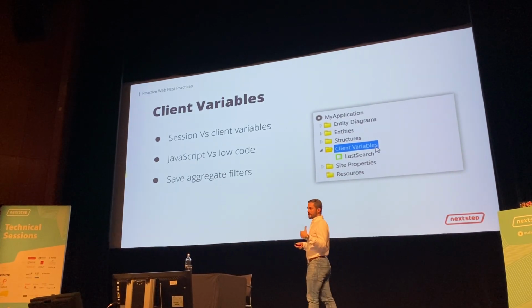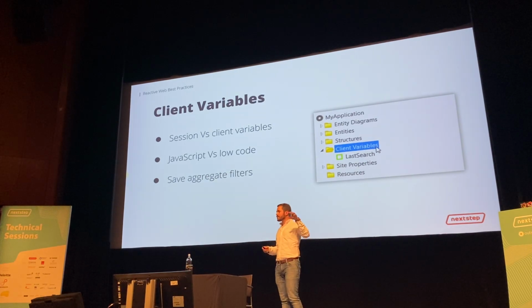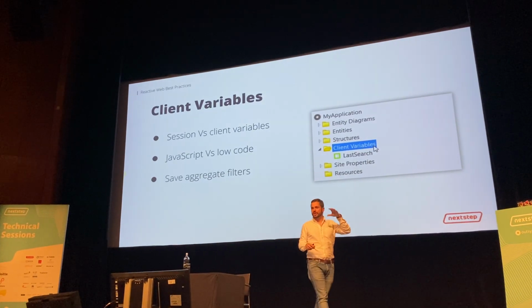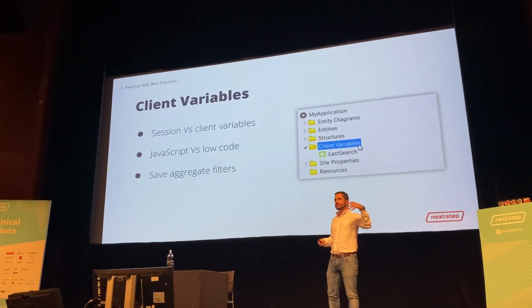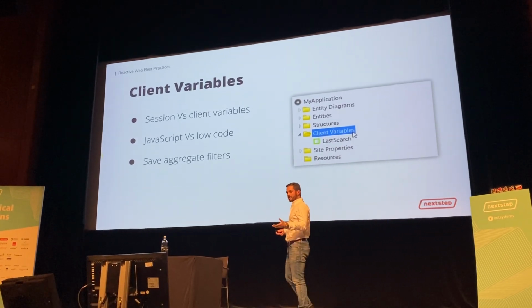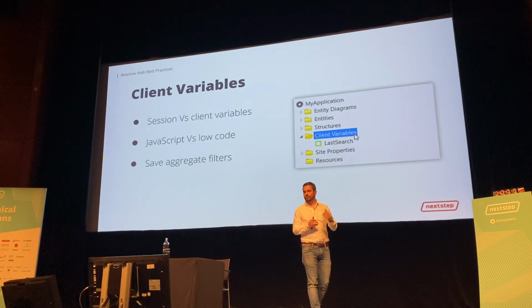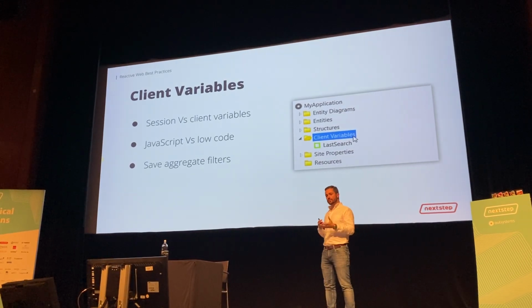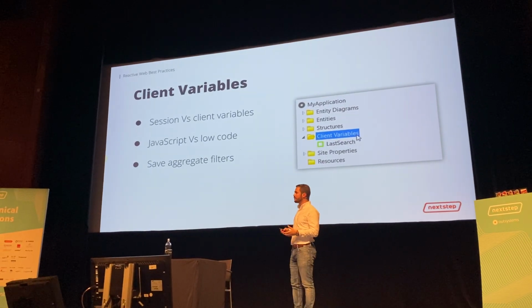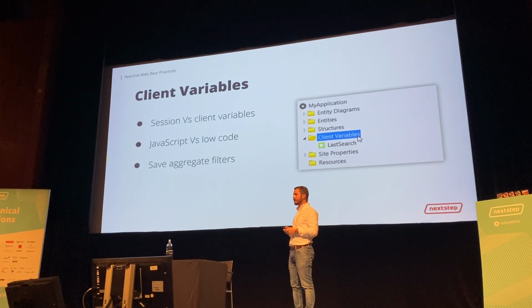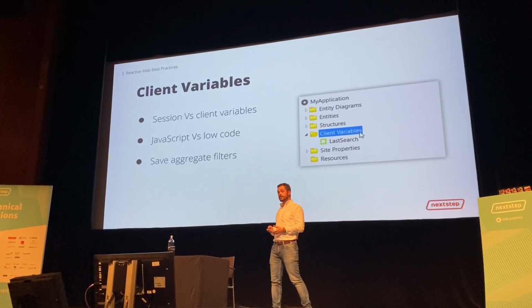Also we'll see the difference with onInitialize, which was an event that we used in mobile to set variables for our aggregates. We'll see how to use client variables, much easier. And then of course we will see a few examples, for instance a filter that I want to have on the aggregate that I'm trying to filter.